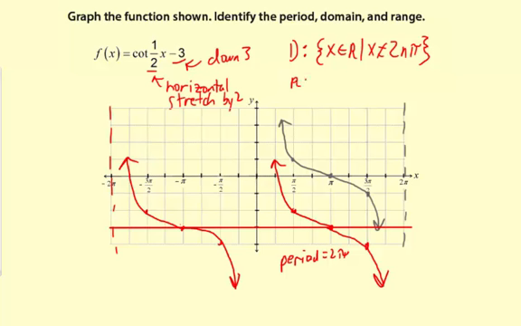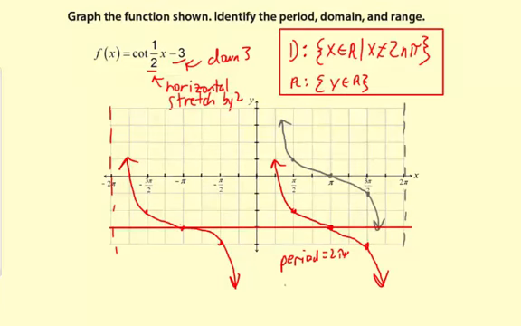Now for the range, y is an element of the real number set. That's all you need to say, because the cotangent function increases infinitely and decreases infinitely. Okay, so there's our graph. There's our domain and range. There's the period of the function.